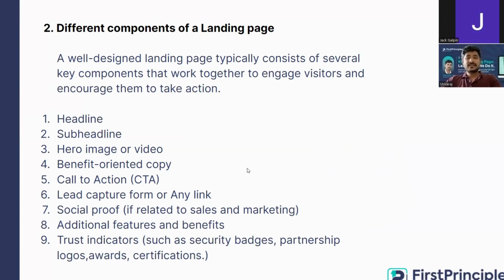Then you have the CTA, which is the call to action, which moves the visitor from the landing page to a desired endpoint. The sixth component is the lead capture form or any other link that you want to put, maybe an app download link or a form link. Then the 7th component that I would choose is social proof. If it's related to sales and marketing, you can definitely put in social proof. Then additional features and benefits that you want to highlight within the landing page might help you in the conversion.